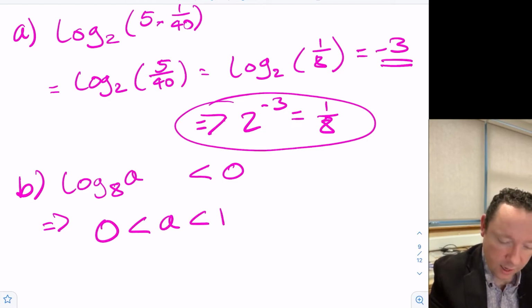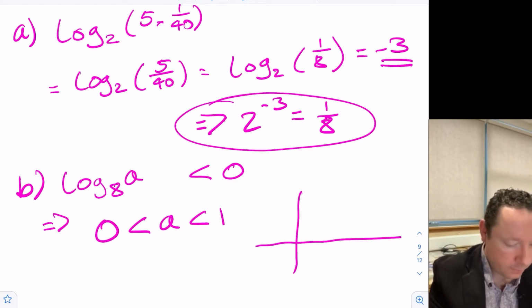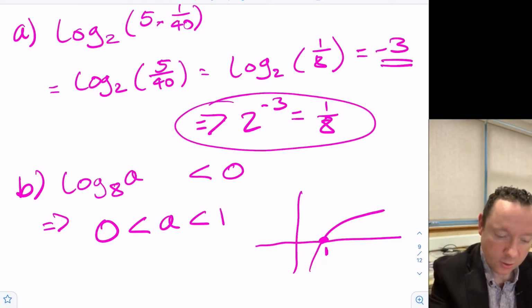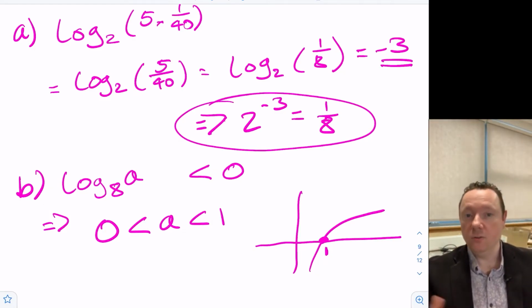We can see this on a graph, I suppose. If I draw a basic log graph, there is 1 there, and below the x-axis is when it's negative. So less than 1 is negative, but only up to 0. It never touches 0, so it's between 0 and 1. So that's another way you could have thought of it.